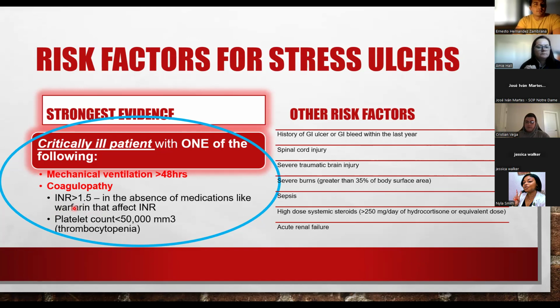Increased bleeding risk. I don't want to sound dumb. Yep. So why do they have the increased bleeding risk if they're not on drugs that increase bleeding? They maybe have liver dysfunction. Yes, so remember that elevated INR and decreased platelet counts are symptoms of liver dysfunction.